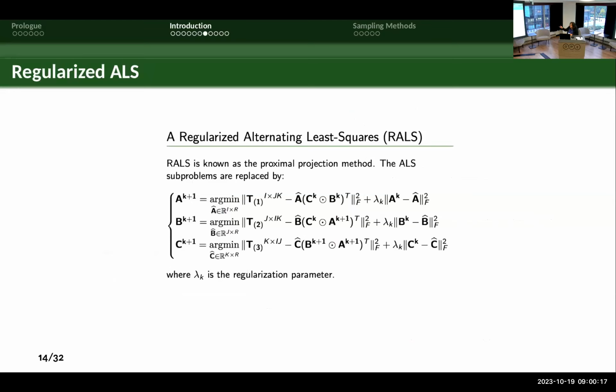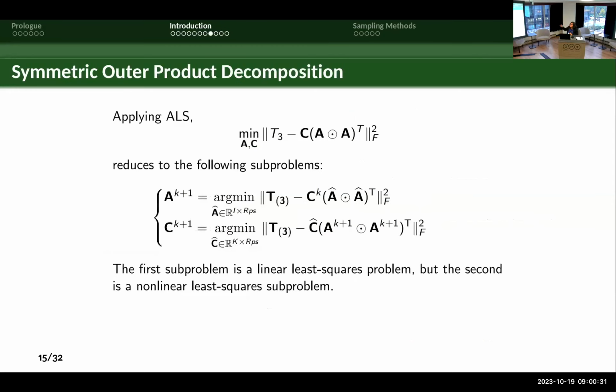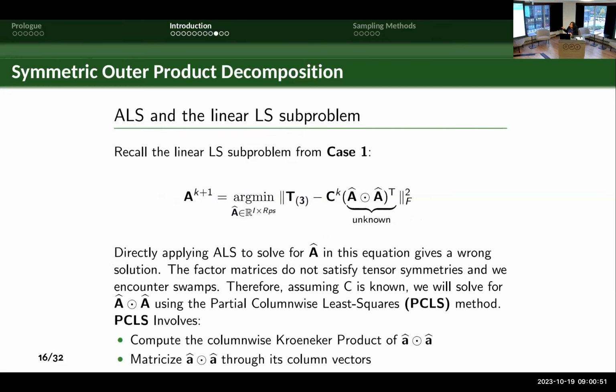I just wanted to go quickly. So there's an extra regularization there. So this is equivalent to these proximal optimization type problems. Okay. This is what happens if you have symmetry in your tensor, you need to reformulate your ALS, right? Because the factors are no longer 3 linear least squares. One of them is going to be a non-linear least squares, so you need to factor that in.